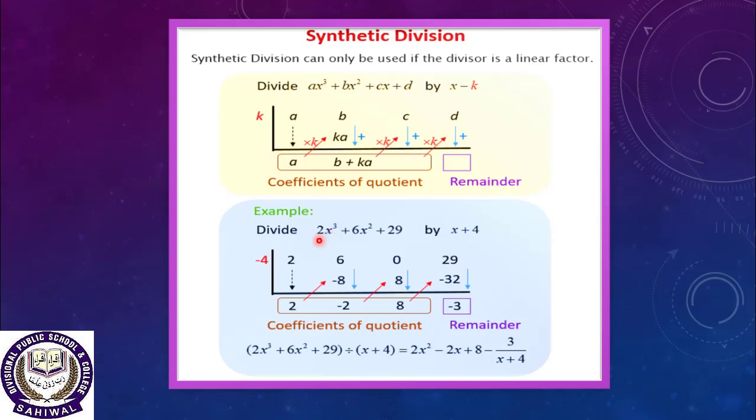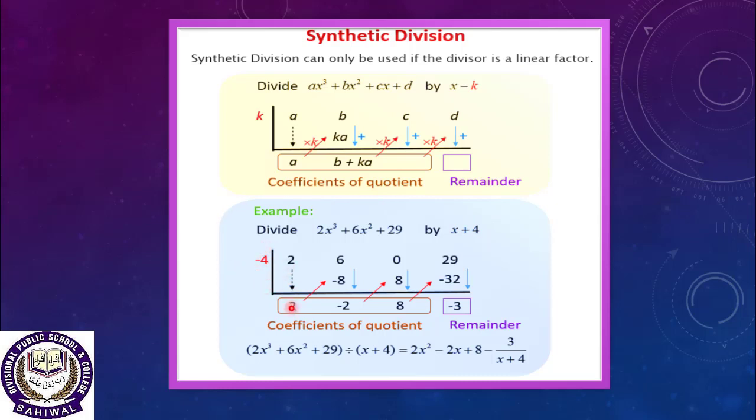Let's have another example. 2x cubed plus 6x squared plus 29 is divided by x plus 4. The coefficient of x cubed is 2. The coefficient of x squared is 6. The coefficient of x is 0 since it is the missing term, and the constant term is 29. Changing the sign of the constant term in the divisor, we get minus 4.